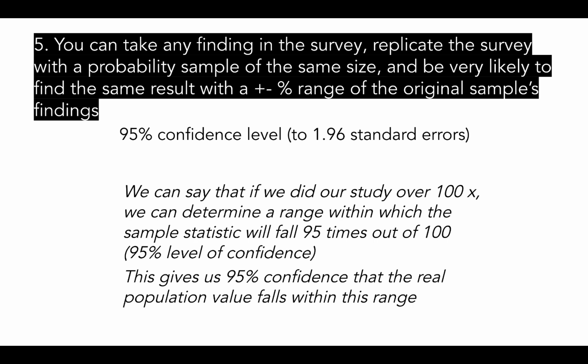So what does it really mean, 95% confidence? It means that if we did our study 100 times, or however many times over again, we can determine a range or an interval within which the sample statistic will fall 95 times out of 100, so 95% of the time. This gives us 95% confidence that the real population's value will fall within that range. And of course, the real population's value is something you don't know. It's a parameter that you don't know, because you never ask the whole population, because you're sampling. So all you have is your sample value or your sample statistic.